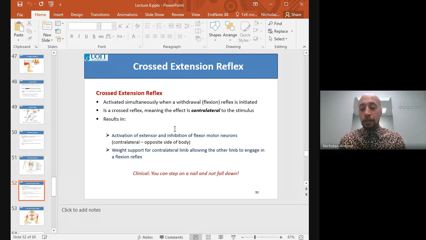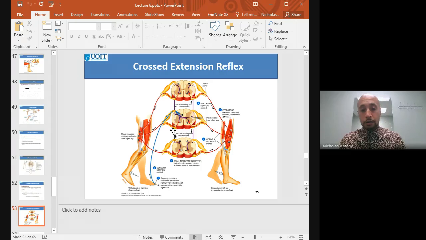And then when you want to look at it neurologically, in terms of the interneurons in the spinal cord, it would look like this diagram here. Are you guys okay with that?